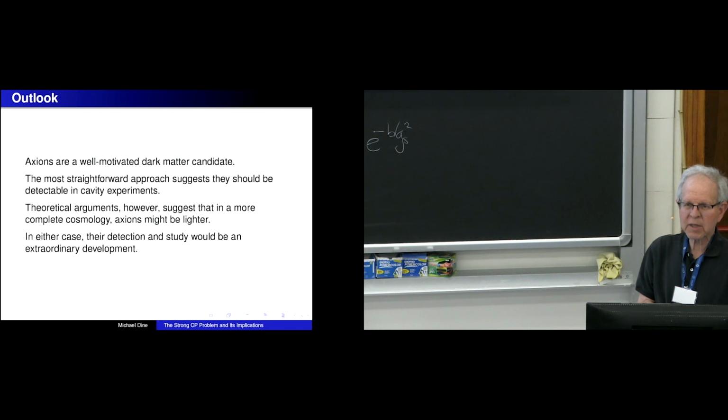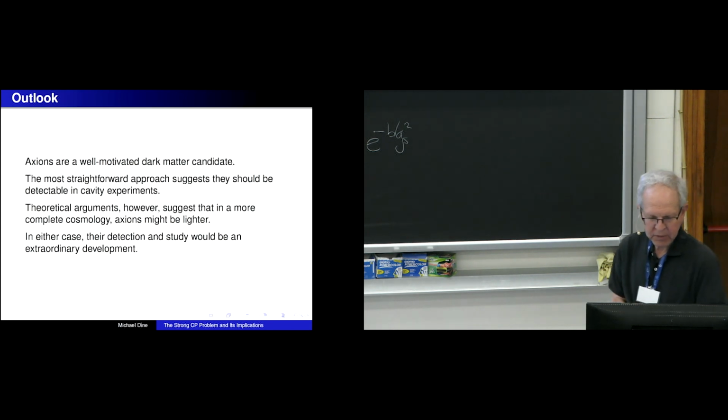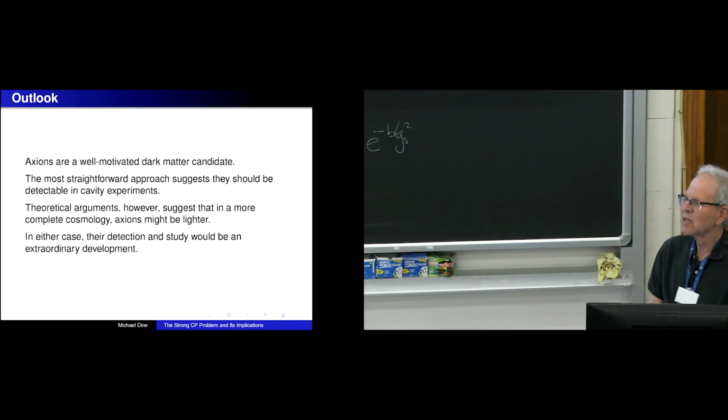So I'd like to say what my outlook is. Axions are a well-motivated dark matter candidate. They have their issues, but at this point they're the best motivated candidate. The most straightforward approach, the standard approach with the standard cosmology, where the universe starts out at a high temperature, suggests that they should be detectable in cavity experiments. Theoretical arguments, though, suggest that in a more complete cosmology, axions might be lighter, and that's referring to the story of string axions. And in either case, their detection and study would be an extraordinary development. That went much faster than I thought it would, so I'll stop there and entertain questions and discussion.